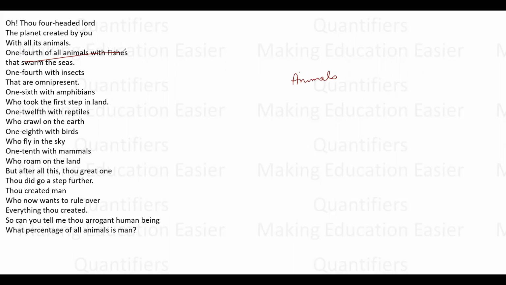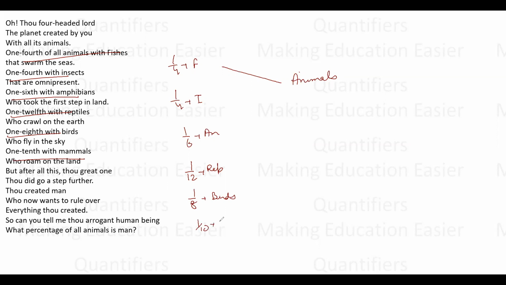One fourth of all the animals are fishes that swarm the seas. One fourth are insects that are omnipresent. One sixth are amphibians. 1/12 are reptiles. 1/8 are birds. Right. 1/10 are mammals.